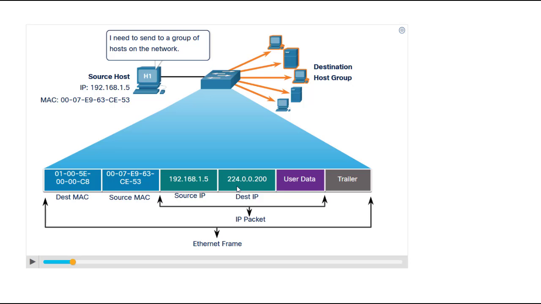224.0.0.0 to 239.255.255.255 for IP version 4, as shown here, or starting with FF00::/8 for IP version 6. Like unicast and broadcast frames, the source address of a multicast frame will always be a unicast address.